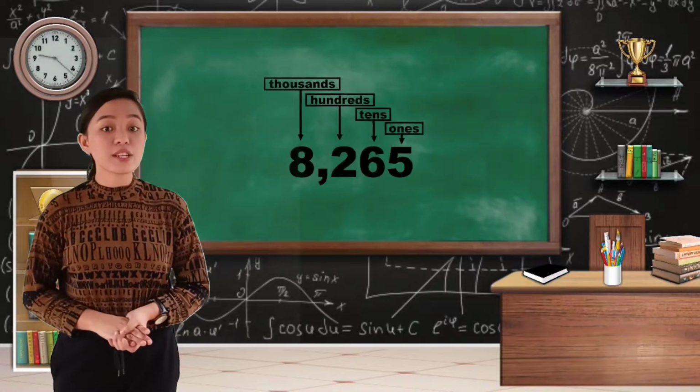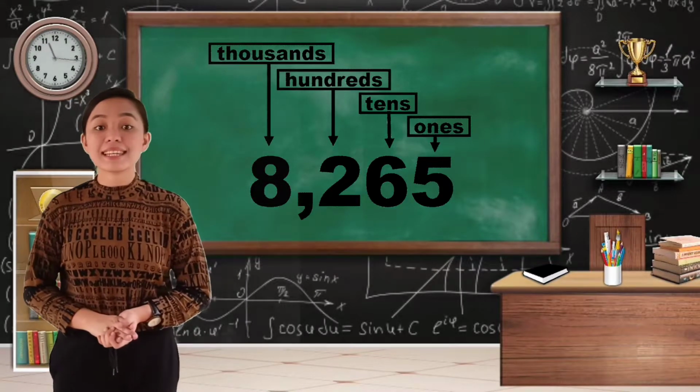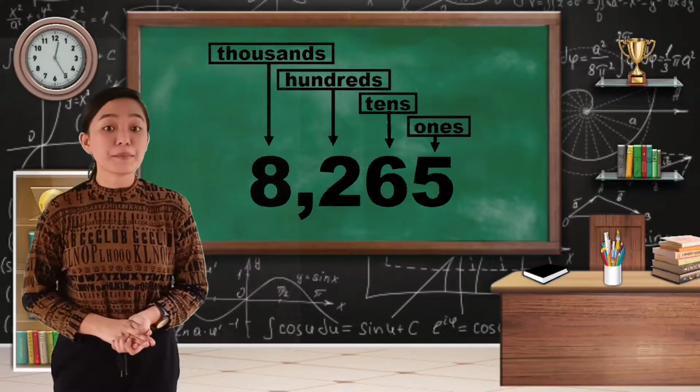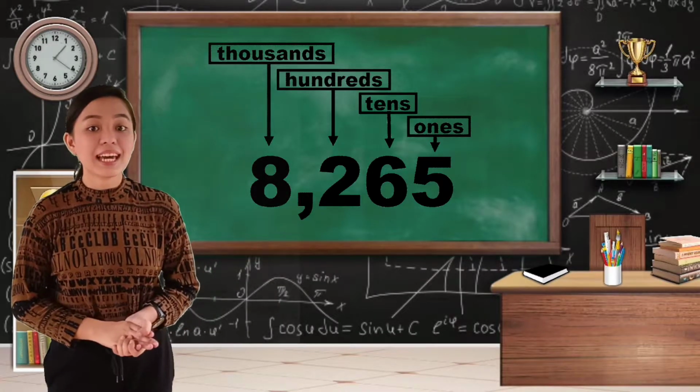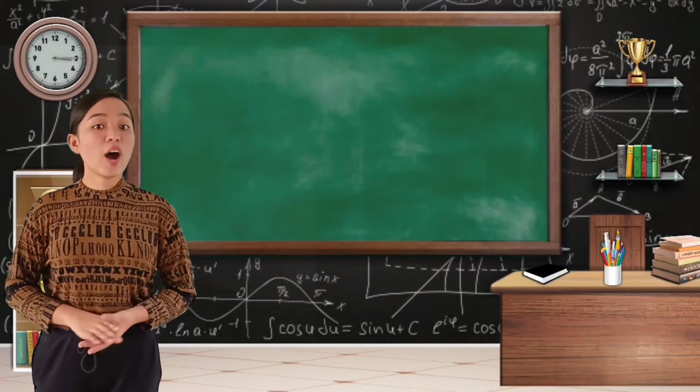8,265. So the first number is in the thousands place. The second number is in the hundreds place. And the third number is in the tens place. And the last number is in the ones place. Now, how about this one?